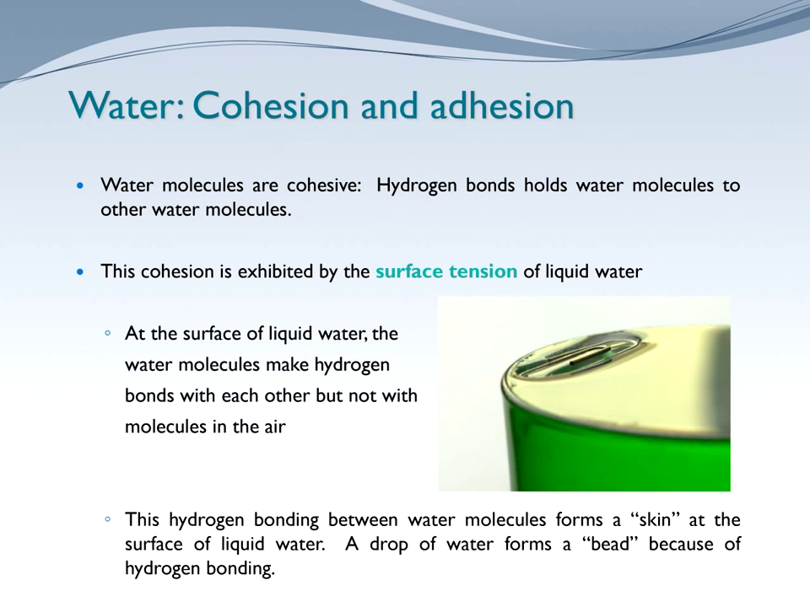Water molecules are cohesive. This means that they are attracted to each other. The hydrogen bonds that they form hold them together. This cohesion of water molecules is exhibited by the surface tension of liquid water. The hydrogen bonding allows the water to form a skin at the surface of the liquid.